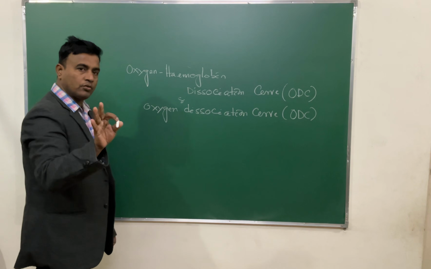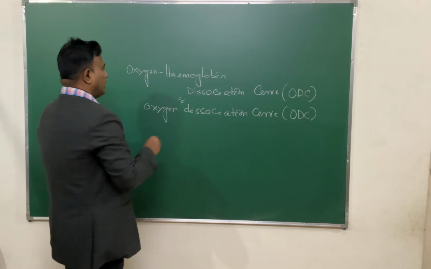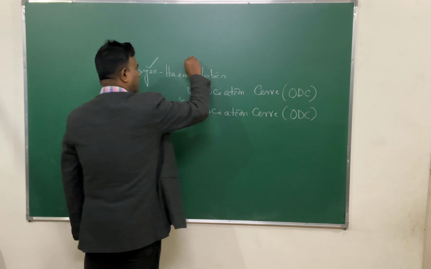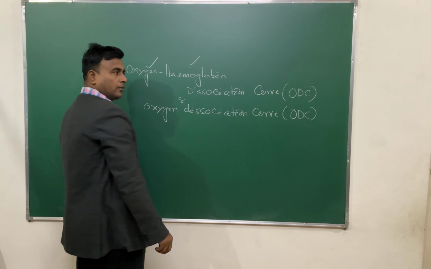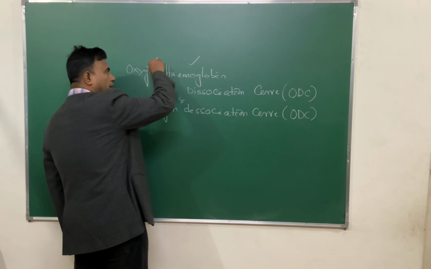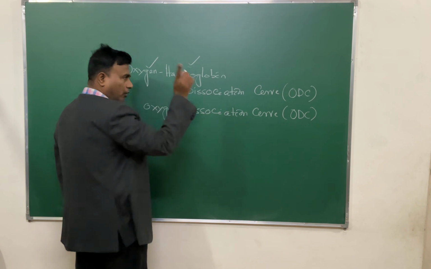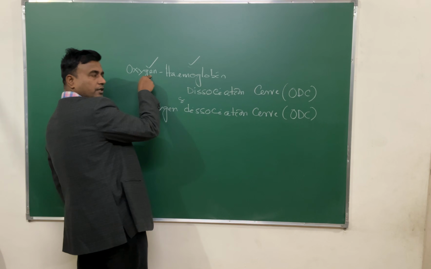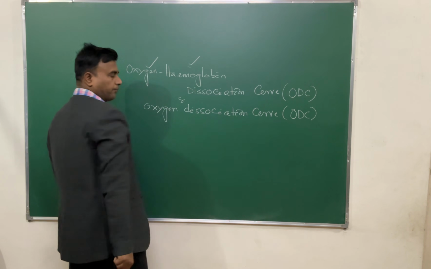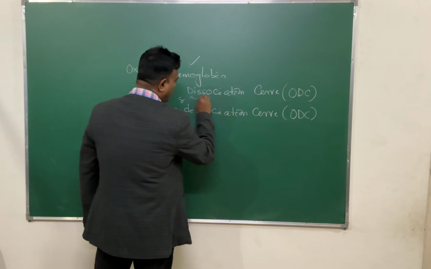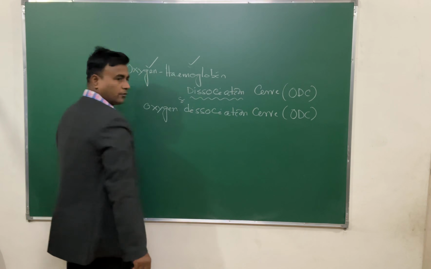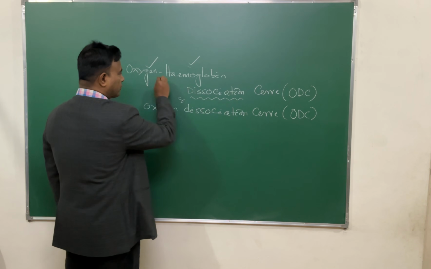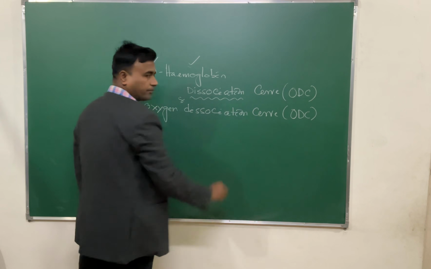Now my question to all of you. I told about oxygen, I told about hemoglobin, I told what the loading of oxygen with hemoglobin is, or I can say how much the hemoglobin is binding with oxygen, which is known as saturation or loading. Then why is the word dissociation used? Why is it not an oxygen hemoglobin association curve?